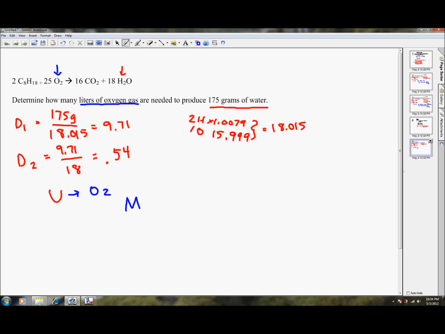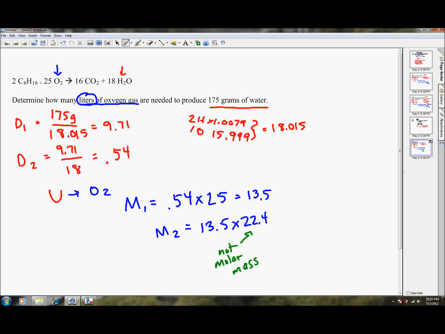Now, remember the first multiplication is the last answer you got, times the number in front of the formula. So this is times 25. Okay, and this is 13.5. Now, since it is liters, M2 is going to be the answer times 22.4, not molar mass.